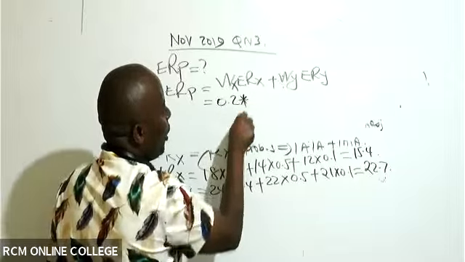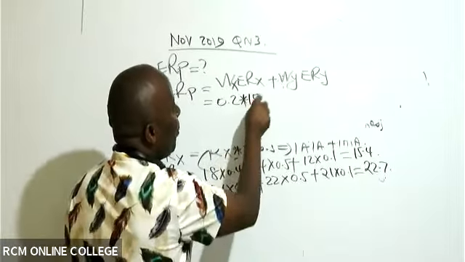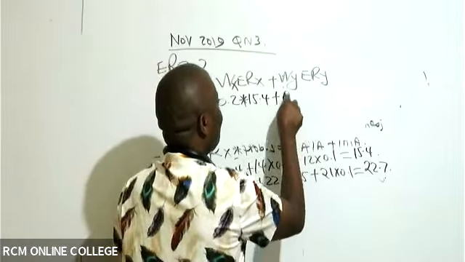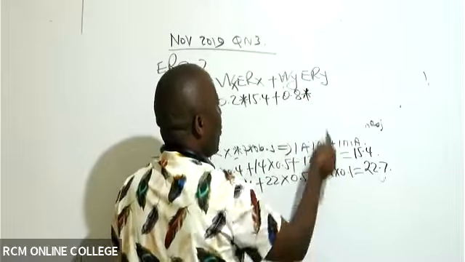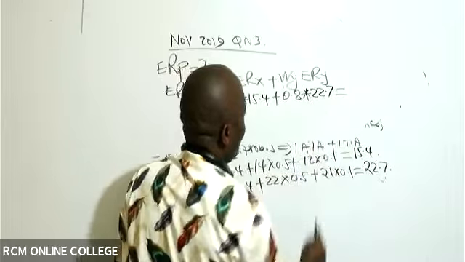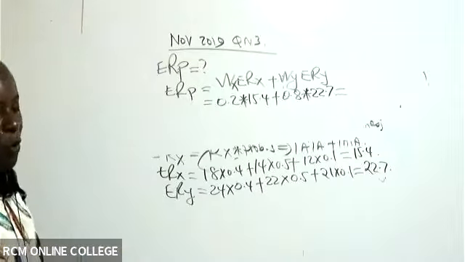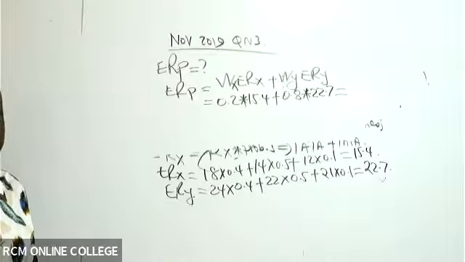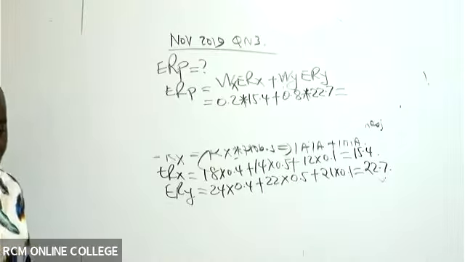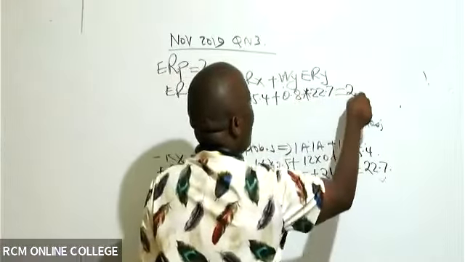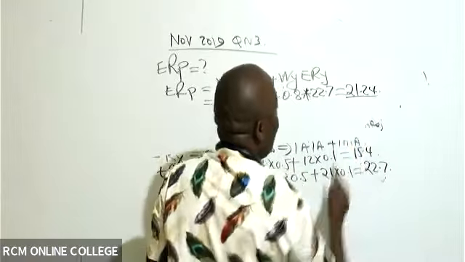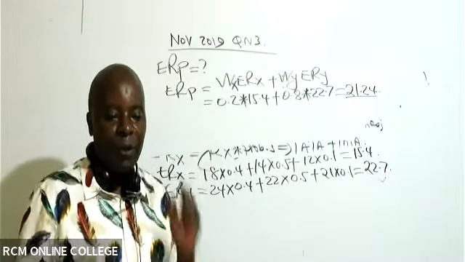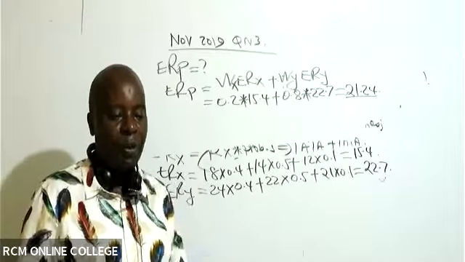This was 0.2 times the expected return of X, which is 15.4, plus 0.8 times the expected return of Y, which is 22.7. So are you able to give me the expected return of the portfolio? The expected return of the portfolio will be equal to 21.2. That is what we shall be doing to get the expected return of the portfolio.